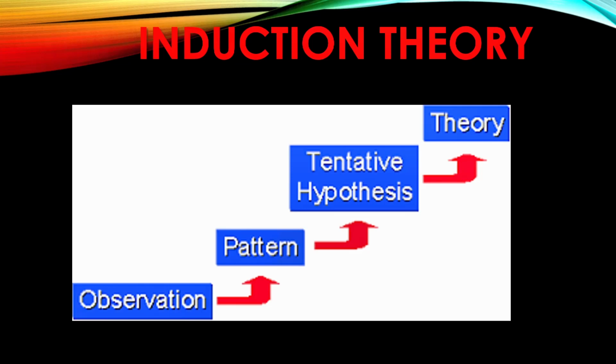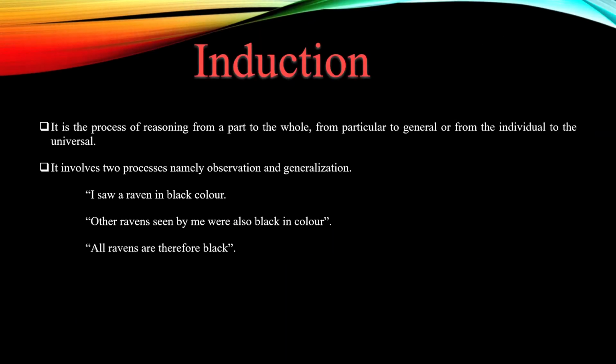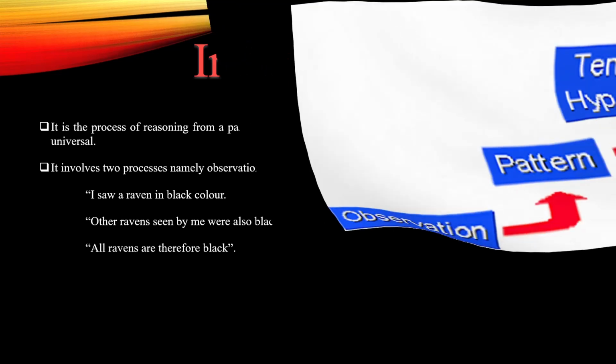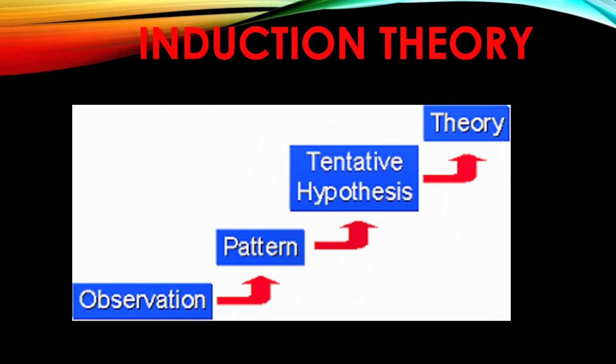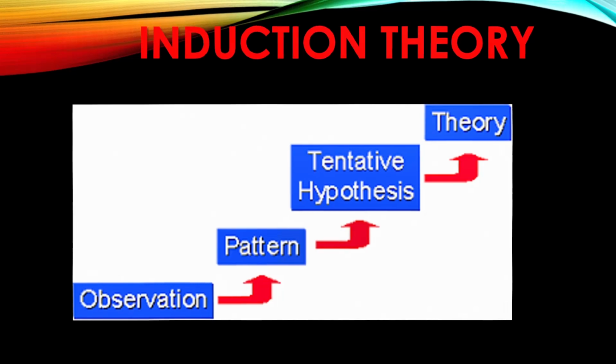If you are observing something, and after that we are designing a pattern or path, setting a hypothesis and developing a theory, it is an induction theory. Simply saying, it is a process of reasoning from a part or a particular to the whole. That is, from a particular concept we are developing a general theory. We can remember it as I for induction, P for particular, G for general. That is I, P, G.